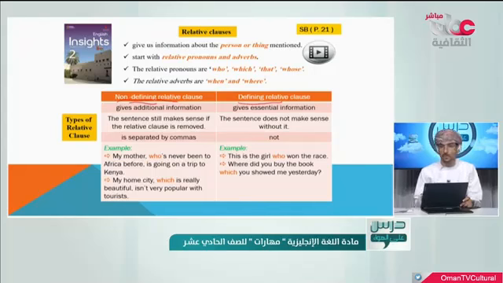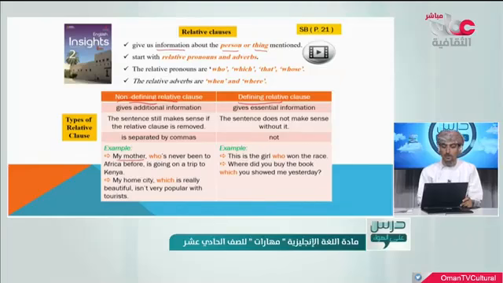First of all, why do we need relative clause? It's important to give us information about a person or thing. Okay, let us now see here the example in the first column. Okay, here we have my mother. My mother is what? Is a person. Okay, good. So who has never been to Africa before is going on a trip to Kenya. So the relative clause here, who has never been to Africa before, defines what? The person, which is my mother.